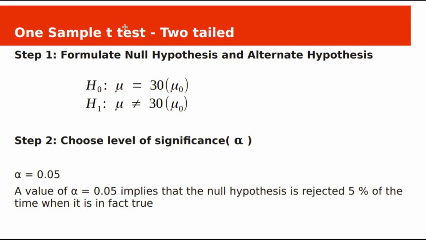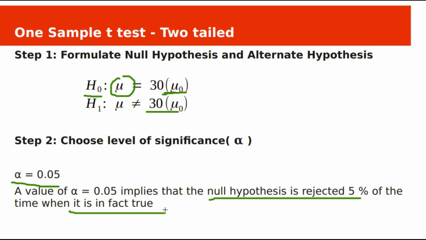In hypothesis testing, the first step is to formulate the null hypothesis and alternate hypothesis. The null hypothesis will not claim any difference between two population means. Here the hypothesized mean is 30, mu naught. The estimated mean mu will not differ from this mu naught, so the null hypothesis will be mu equal to 30. The alternate hypothesis will be mu not equal to 30. If you want a 95% confidence level, alpha will be 0.05, meaning the null hypothesis is rejected 5% of times when it is in fact true.